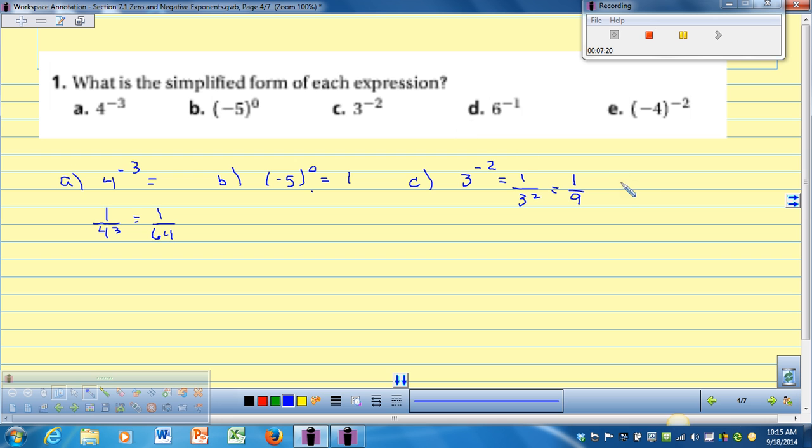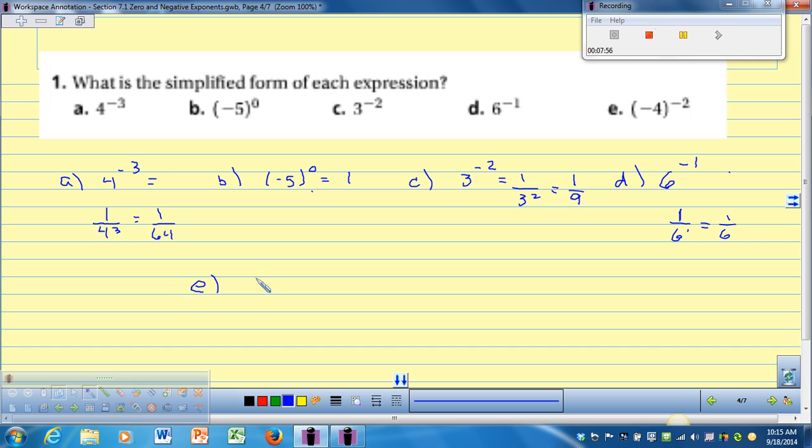All right, and D, Olivia, I have 6 to the negative 1. So we have a negative power. 1 over 6 to the first power, which is 1 over 6. Good. All right, then E.